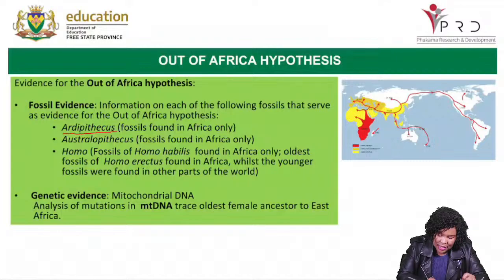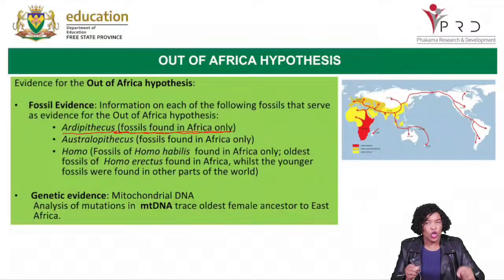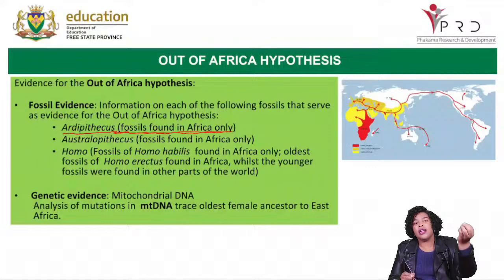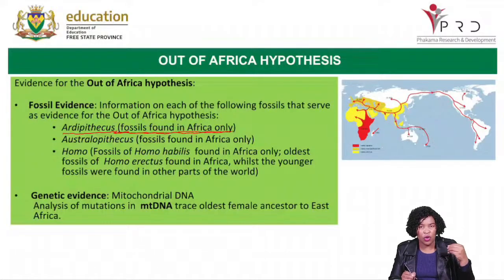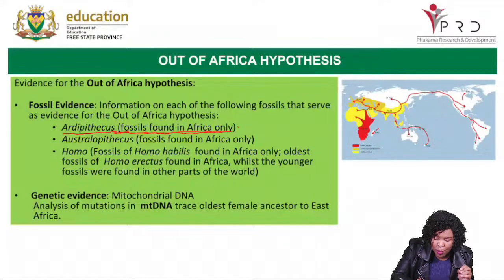Ardipithecus fossils are found in Africa only. So Ardipithecus is the oldest ancestor of the Homo hominins. And they say here, their fossils are only found in Africa and nowhere else in the world. So that must tell you what? They originated from Africa. So this also provides that evidence.